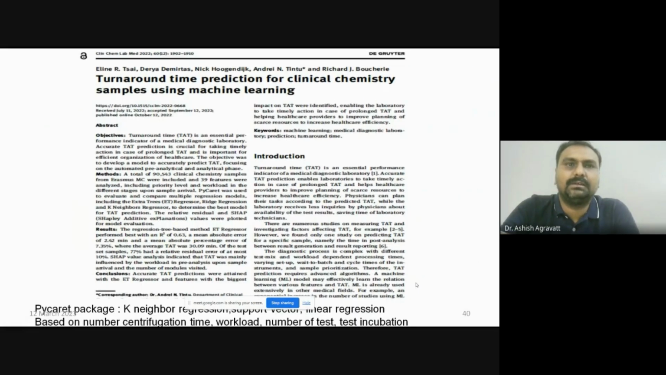Another study is turnaround time prediction for clinical chemistry samples using machine learning. There is a Python package called PyCaret that contains algorithms like K-neighbors, support vector machine, or linear regression models. Based on the number of tests, centrifugation time, workload, or incubation period of the test, the machine was able to predict the turnaround time for the samples.